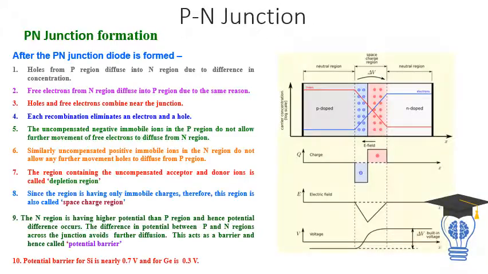When p-type material is brought near n-type material, the holes from the p region try to move to the n region to combine with the electrons, and free electrons from the n region try to diffuse into the p region, due to the difference in concentrations. These holes and free electrons start combining near the junction. This process we call recombination.